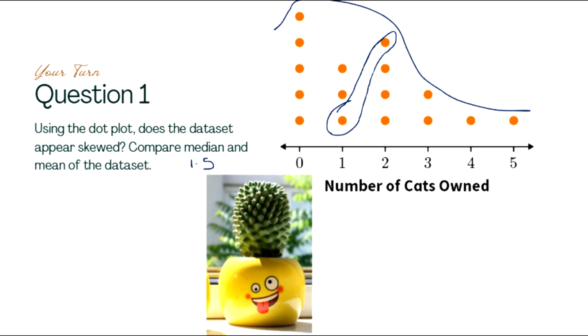Let's figure out the mean. Grab my calculator. I can skip all the zeros. 1 plus 1 plus 1 plus 2, 2, 2, 2, 3, 3, 4, 5.